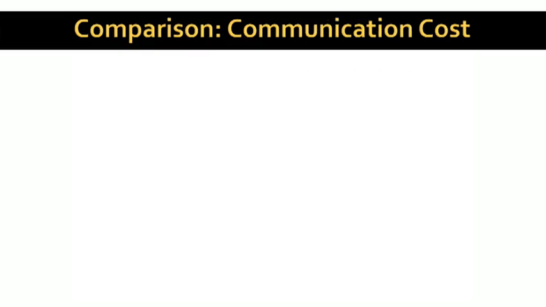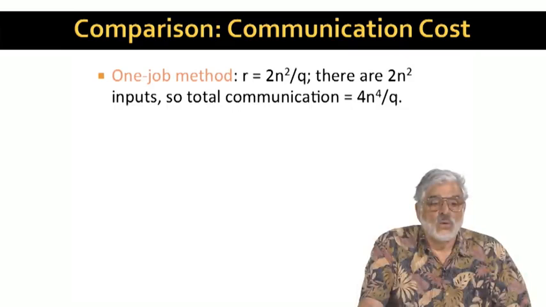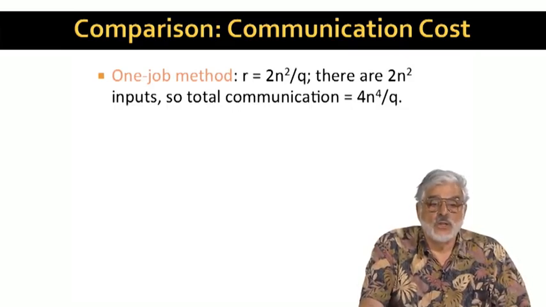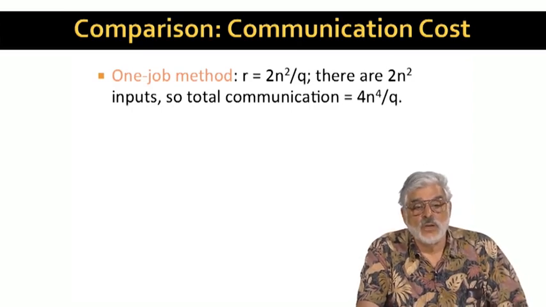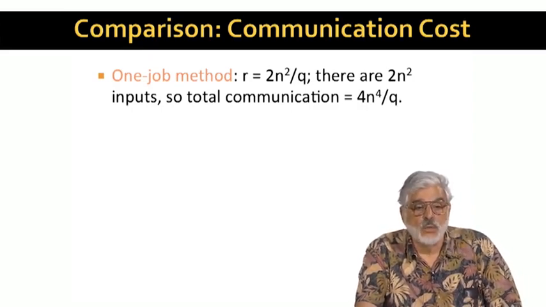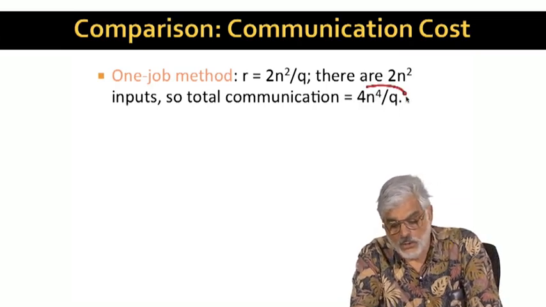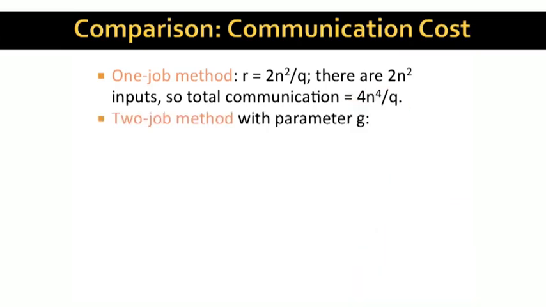So I want to do the comparison of the communication cost using one or two MapReduce jobs. We already know what it is for one job as a function of the reducer size q. We deduced that the replication rate was 2n²/q, and there are 2n² inputs, so the total communication is the product of the replication rate and the number of inputs, or 4n⁴/q. We need to analyze the two-job method. We'll do it in terms of the parameter g, the number of groups of rows of the first matrix. Later we'll relate g and q so we can get a comparable function for communication in terms of n, the matrix size, and q, the reducer size.